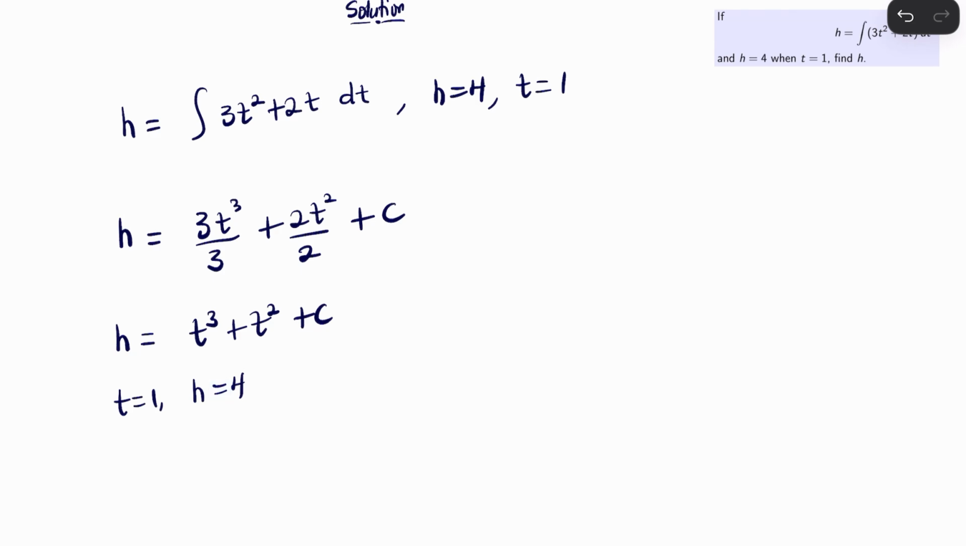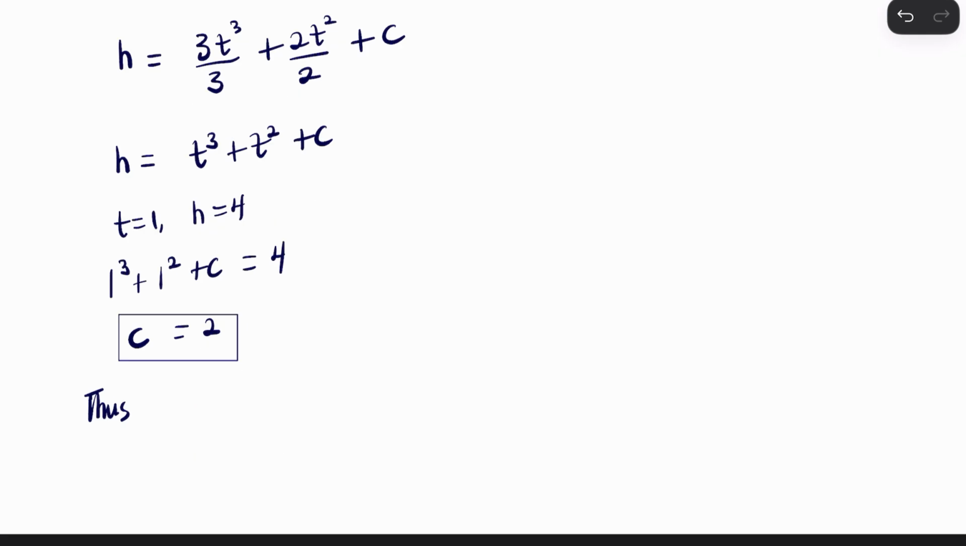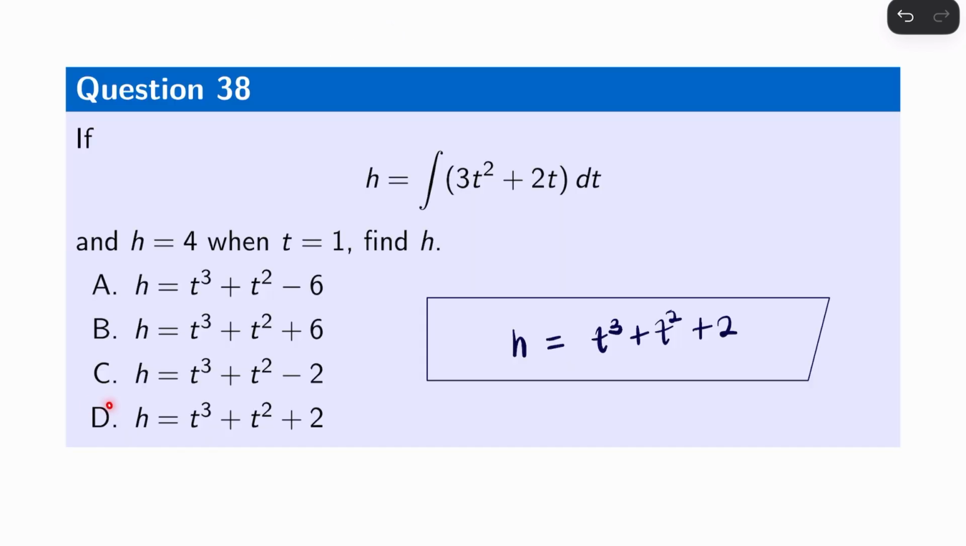So let's substitute t is equal to 1 into this equation, then we equate it to 4. So we have 1 cubed plus 1 squared plus c is equal to h, but h is equal to 4. Hence, c is equal to 2. So we substitute 2 in place of c, right? Thus, h is now t cubed plus t squared plus 2. Hence, the correct option is option D.